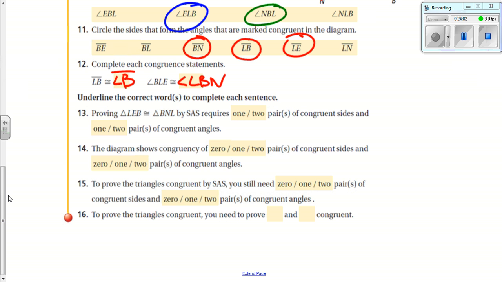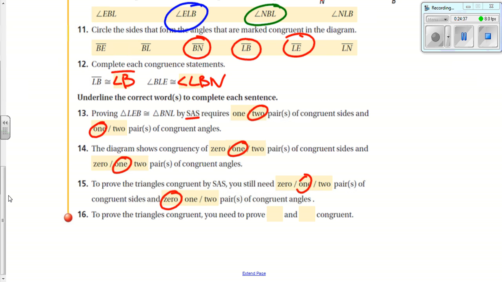All right, so proving triangle LEB and BNL by side angle side requires how many pairs of congruent sides and how many pairs of congruent angles? Side angle side. 2 pairs of sides, 1 pair of angles. The diagram currently shows congruency of how many sides and how many angles? Well, right now we only have 1 side and 1 angle based upon what they give us so far and what we looked at in number 12. So to prove the triangle is congruent by side angle side, we still need 1 pair of sides and 0 pairs of angles. We already have our angle.